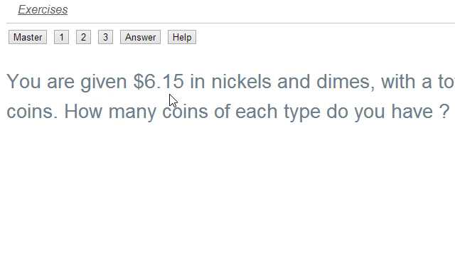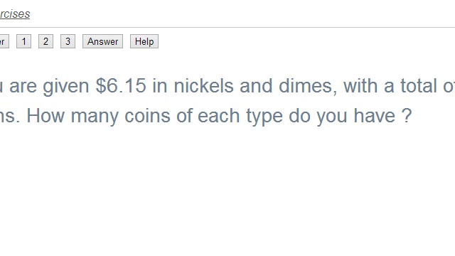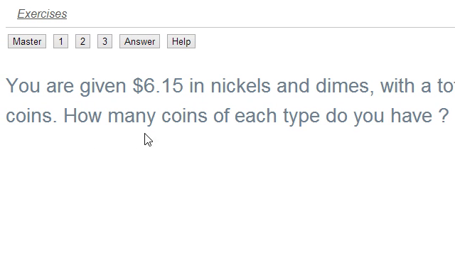You're given $6.15 in nickels and dimes, with a total of 80 coins. How many coins of each type do you have? We're going to need to know how many nickels and how many dimes. When I first learned this, I thought this was a pretty cool problem.